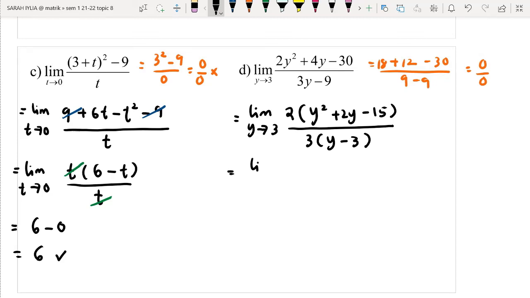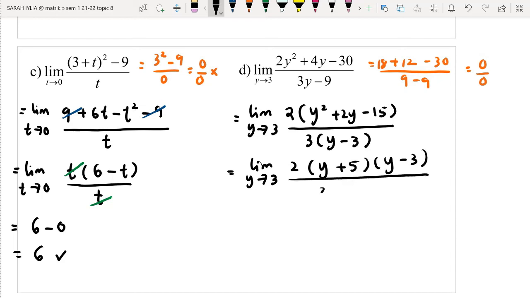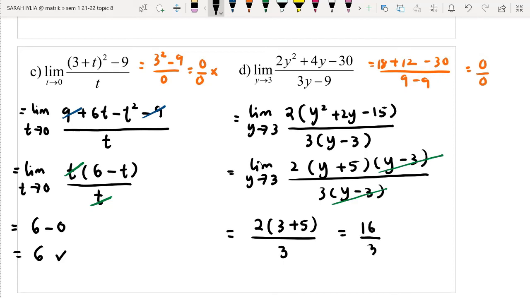Okay, now we try to factorize once again. Now we factorize the quadratic. So, we get y plus 5, y minus 3. And then the denominator doesn't change anything. Still 3 times y minus 3. So, clearly there we share the common factor of 3. That we can already cancel out. Now, try substitute once again the limit. We have 2 times 3 plus 5 divided by 3. So, final answer here will be 16 over 3.